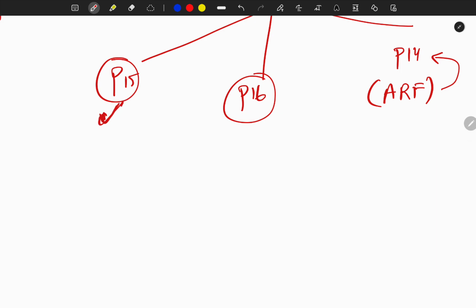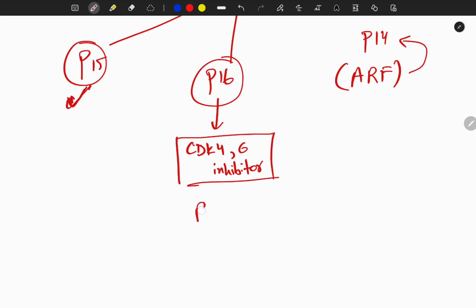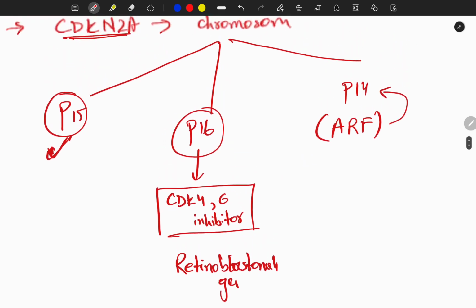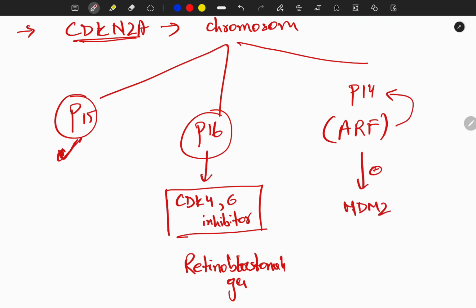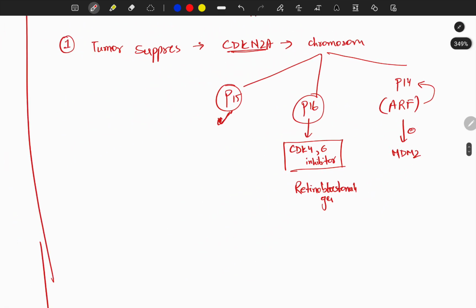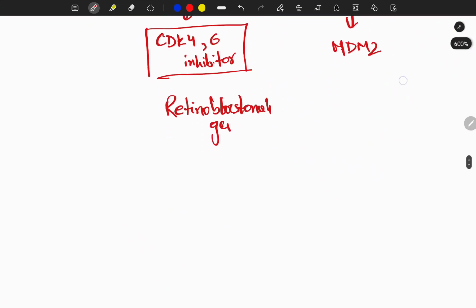P15, I couldn't find its use. I didn't search it, I'll search it later. P16 is a CDK4 and CDK6 inhibitor. Its use I'll explain to you in the retinoblastoma gene. Its use will be there in that. Okay, I'll tell you that. And ARF genes inhibit something called MDM2. I'm sorry, Ray. I just revised it all, but I forgot everything. So we'll go a little slow right now, but once you learn all this, it will be easy.